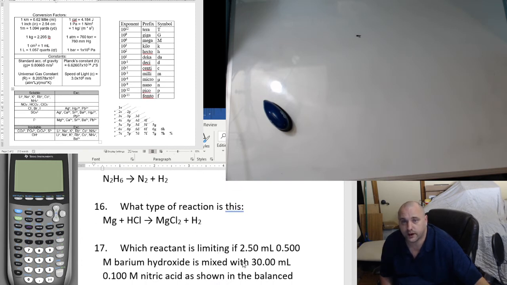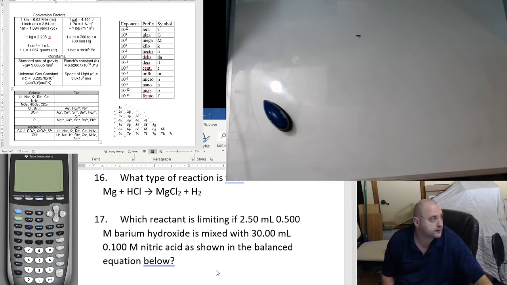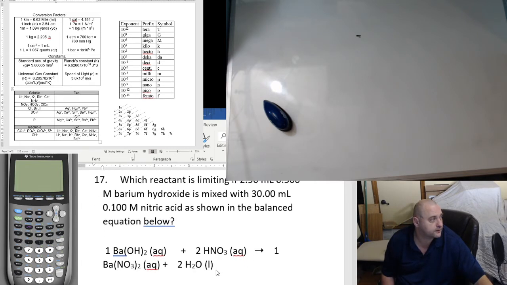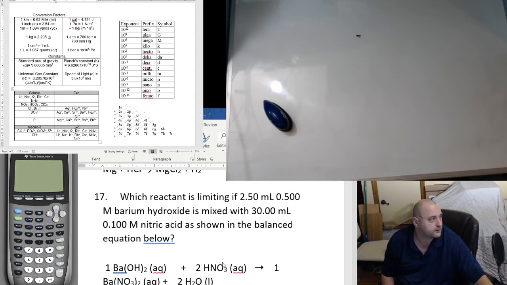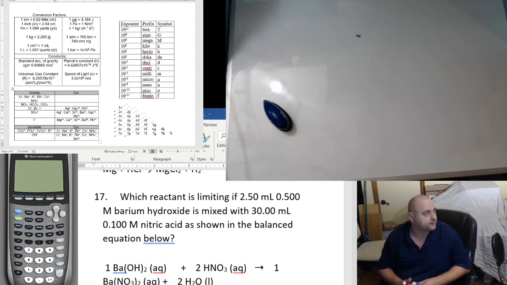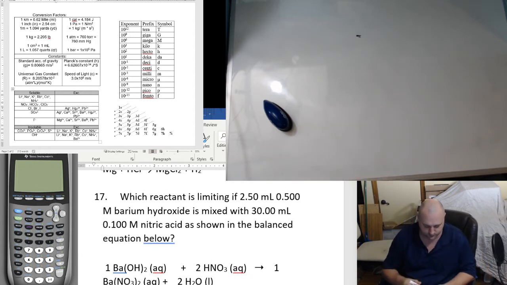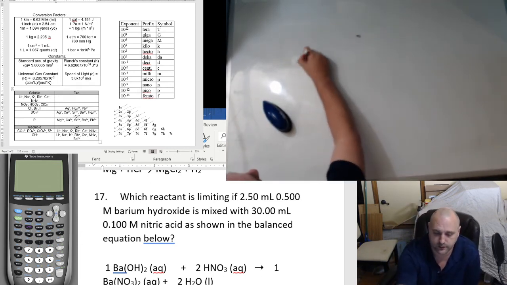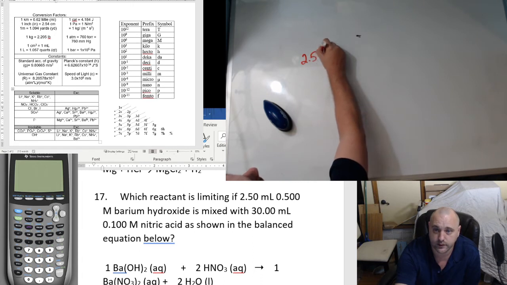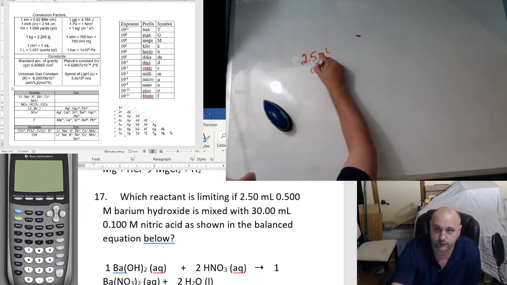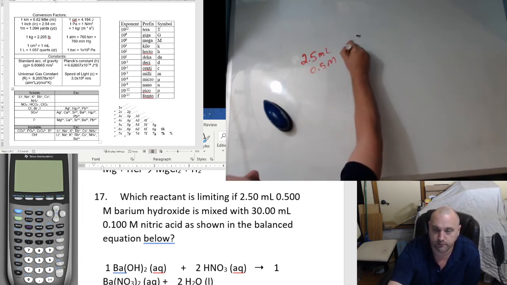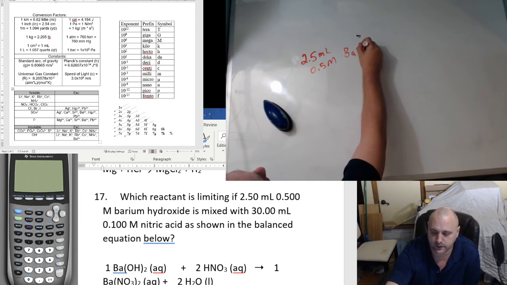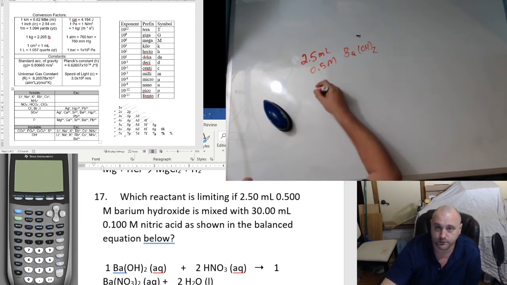What is a limiting reactant? They give me a whole bunch of stuff here, and then they give me an equation. So let me make sure that I get all of that where we can see it. I'll start right there. I'm going to make my list here. I've got 2.5 milliliters of 0.5 molar barium hydroxide, and it says that's Ba(OH)2.